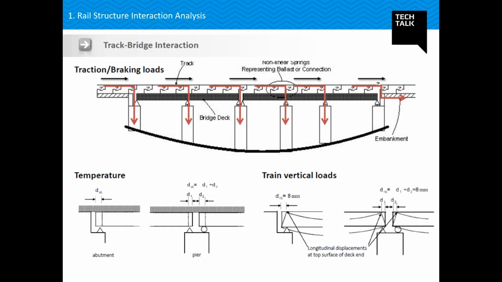So we need to check for all these three conditions in rail structure interaction. I hope this is clear, the reason why we are doing it for all these three cases. Now moving on.